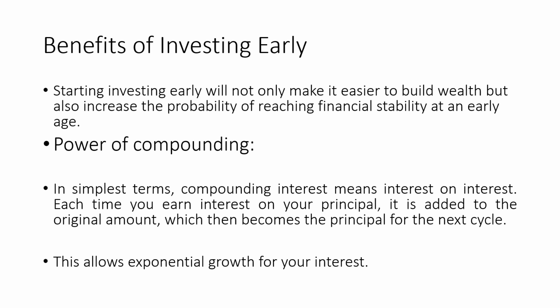So for that, you have to understand the power of compounding. Power of compounding means an apple for an apple. In simple terms, compounding interest means interest on interest. Each time you earn interest on your capital, the future interest will be calculated on the total capital, so it becomes the principal for the next cycle. This allows exponential growth for your interest. So students, if you start investing early in your life, you are going to get huge benefits.